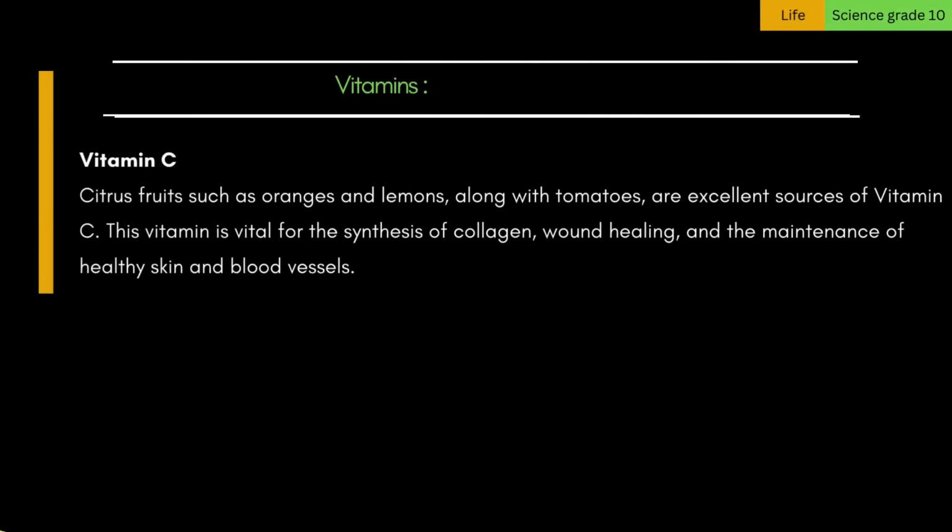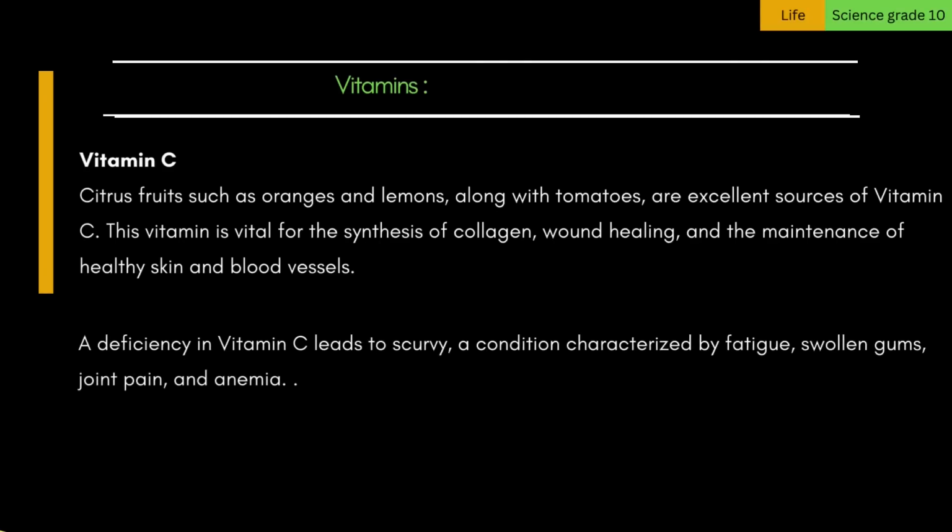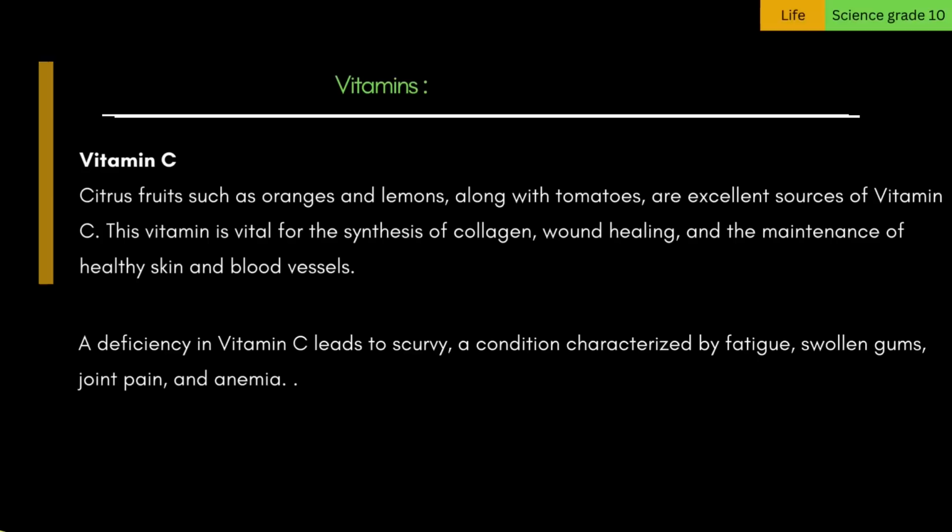3. Vitamin C. Citrus fruits such as oranges and lemons, along with tomatoes, are excellent sources of vitamin C. This vitamin is vital for the synthesis of collagen, wound healing, and the maintenance of healthy skin and blood vessels. A deficiency in vitamin C leads to scurvy, a condition characterized by fatigue, swollen gums, joint pain, and anemia.